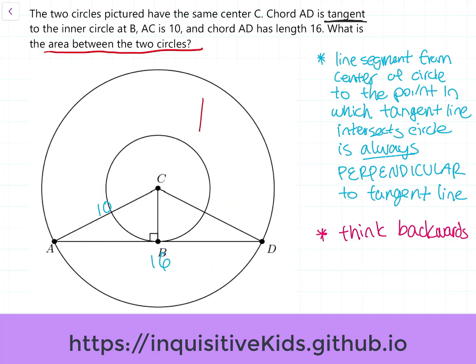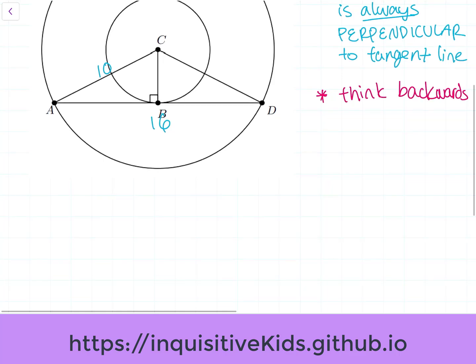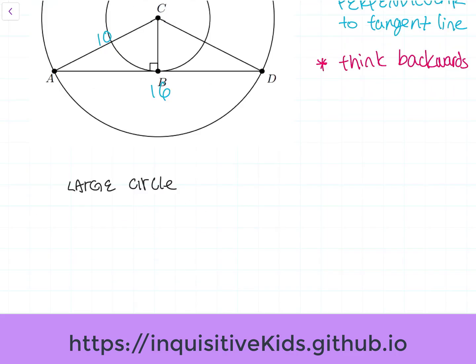Well, in order to find that, we need two things. We need the area of the small circle and the area of the large circle. All we have to do after that is subtract. So how can we find the area of the large circle? We're going to call this the large circle. The formula to find the area of a circle is area is equal to r squared, radius squared, times pi.